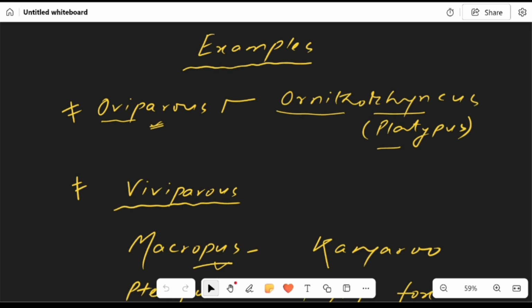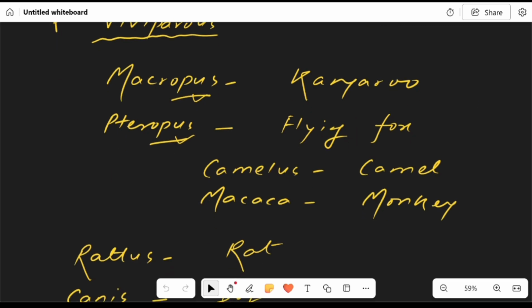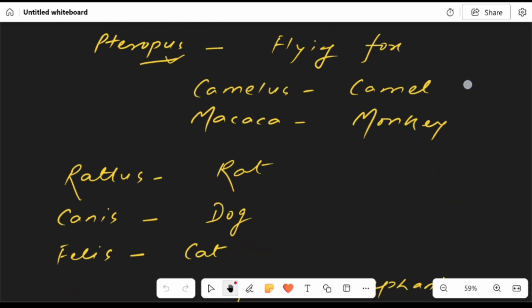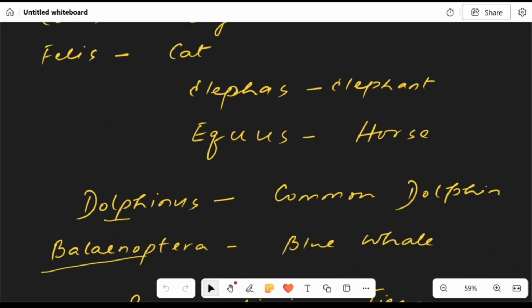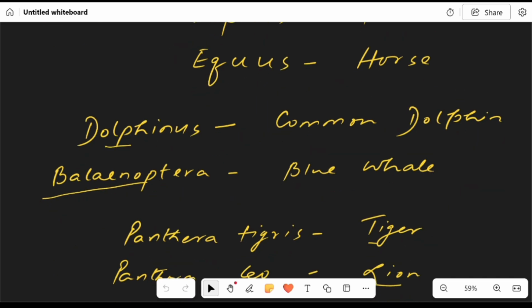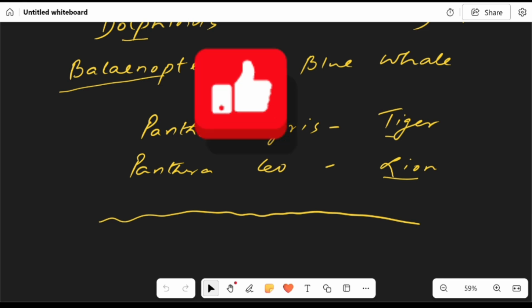To recap, we have only one oviparous mammal, Ornithorhynchus or platypus. Then the viviparous ones: Macropus, kangaroo; Pteropus, flying fox; Camelus, camel; Macaca, monkey; Rattus, rat; Canis, dog; Felis, cat; Elephas, elephant; Equus, horse; Delphinus, common dolphin; Balaenoptera, blue whale; Panthera tigris, tiger; and Panthera leo, lion.